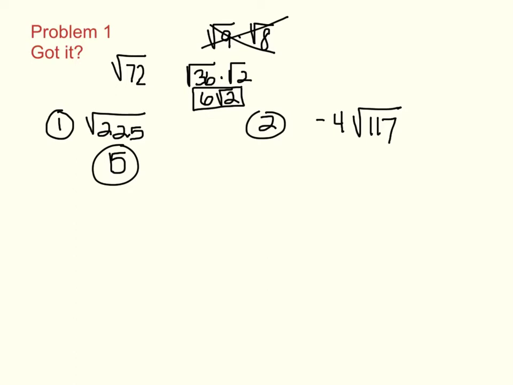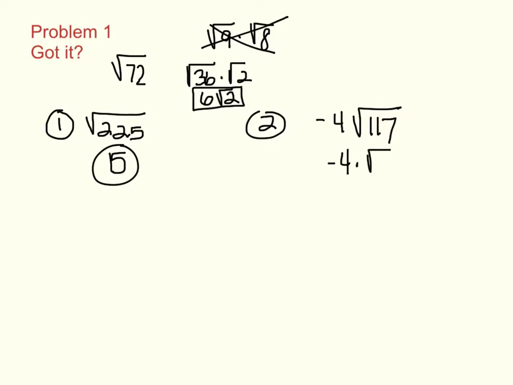Now, you may look at 117 and go, I don't know what's in it. So once again, you have to just think of numbers. What is a factor of 117 that you could possibly take the square root of? Well, what I look at is I see that 7 plus 1 plus 1 is 9, and 3 goes into 9, so 3 actually goes into this number. But 3 is not a perfect square, so I'm going to see if 9 works.